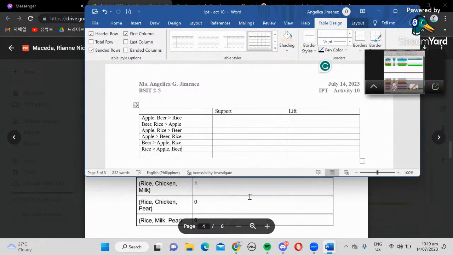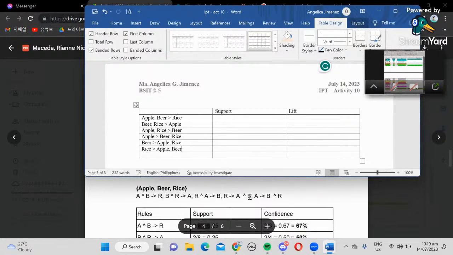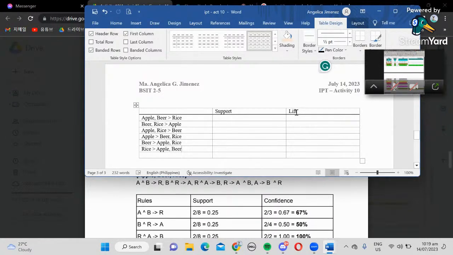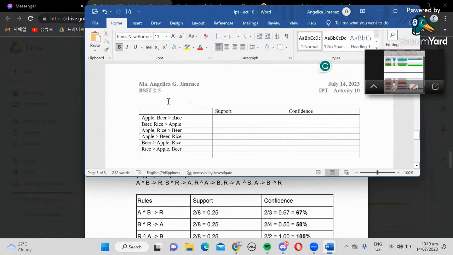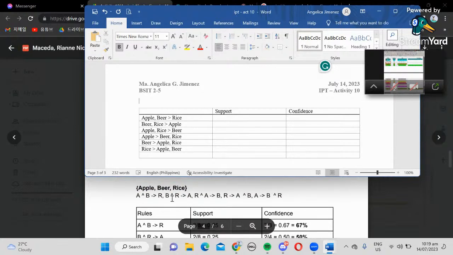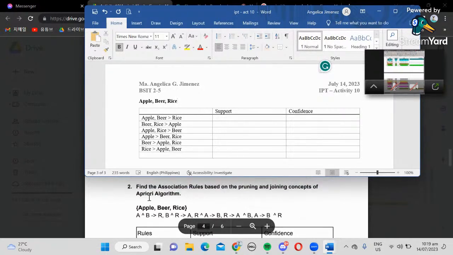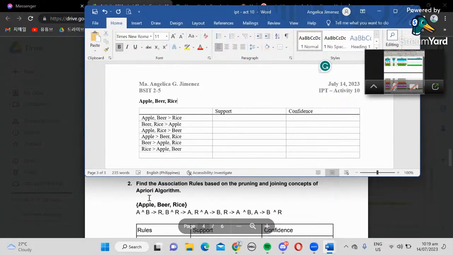Okay, Jan. So this is concluding that though we have a very high lift of 1.33, this is not valid as our final rule because the final computation for the conviction is only 1. We will check the computation later. So this will not be included in our final rules. Thank you, Jan.